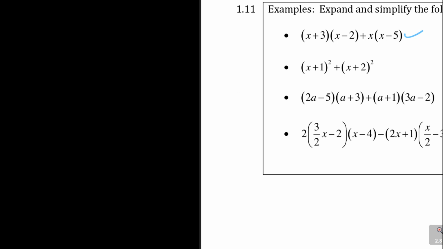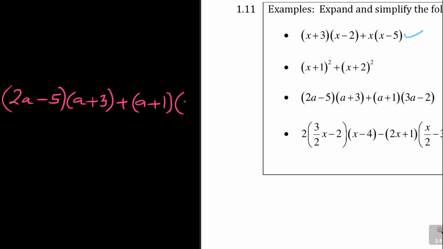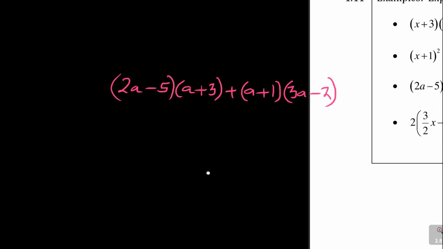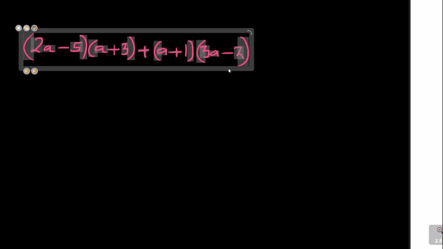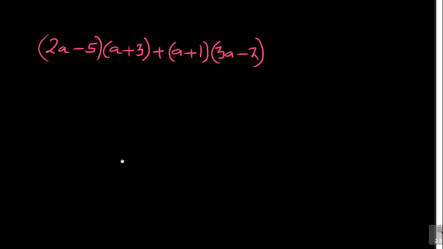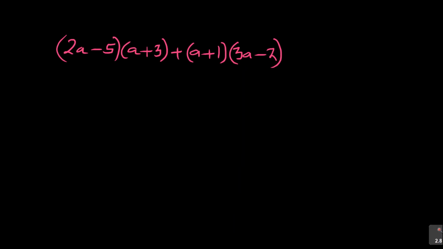Alright. Look at the next one. The next one is also interesting. You've got your 2a minus 5, and then this one is a plus 3, and then plus a plus 1, and then what? 3a minus 2. Alright, so let's take it side by side, work it out and see what it gives us. So there we go. This is what you have, and you're supposed to what? Expand. Remember, we need to expand that. How do you expand that?